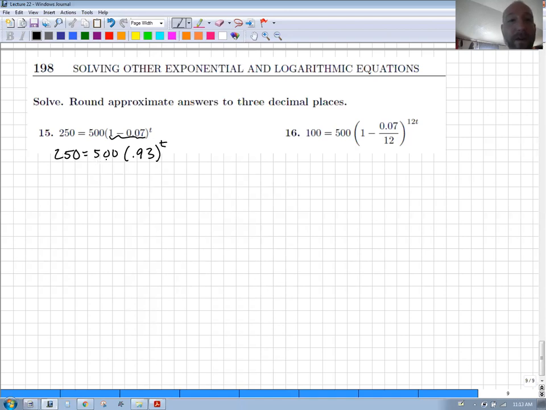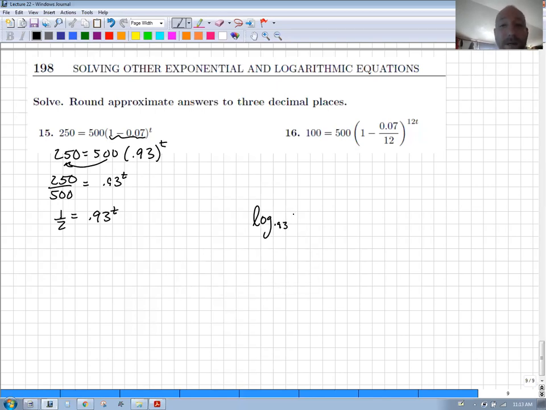All right, so if we're still trying to get to the t, let's get this 500 over here. So we have 250 over 500 equals 0.93 to the t power. 250 over 500, that's just 1/2. All right, now, what do we do with this, right? If it was 3 to the t, we would just go log base 3, and that would undo it, right? Is there a log base 0.93? Is there such a thing as this?